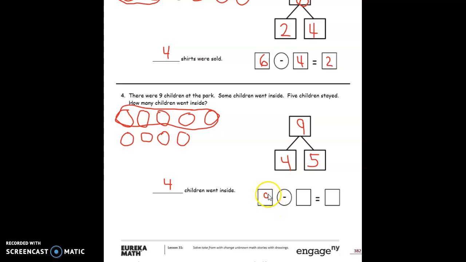Did you put a 9 in the front? That's important. It's your biggest number. And subtract how many went inside. We know that 4 went inside. How many is left over? How many children stayed? Yes, 5. And we know that because it's in our number bond. We counted 5 right here. And in our story here, it says 5 children stayed.